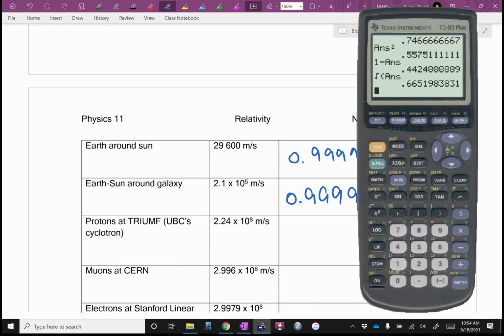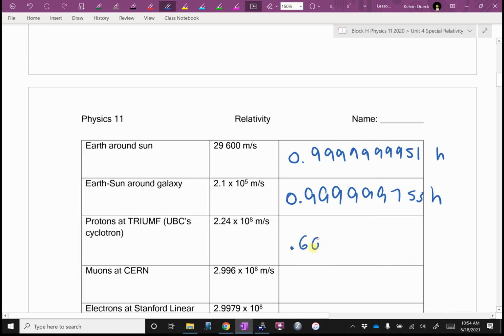That means if they want to do an experiment with those protons and they want the protons to experience, if they time on their stopwatch 1 second, the protons have only experienced 0.665 seconds. And they have to take that into account, otherwise all of their calculations for particle decay would be garbage. They wouldn't work.